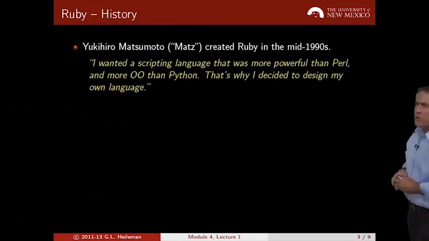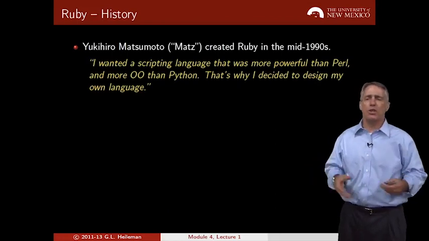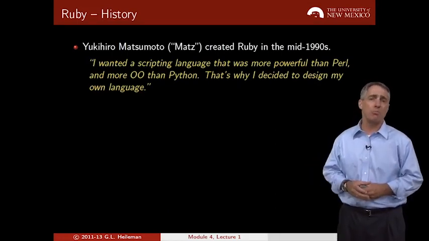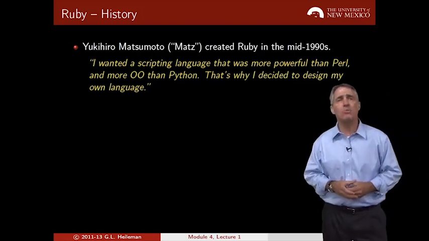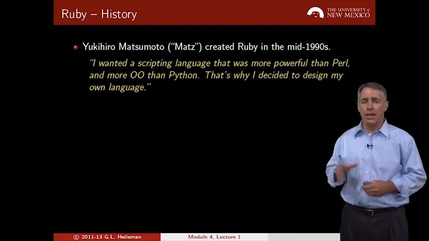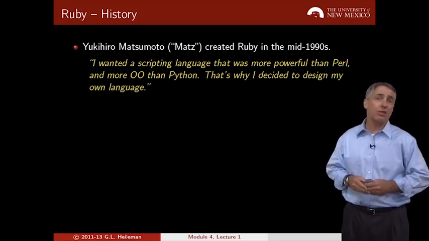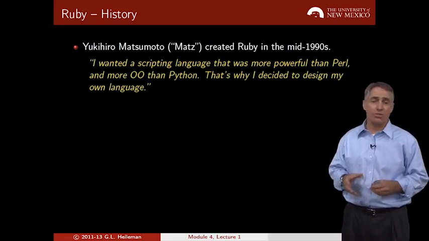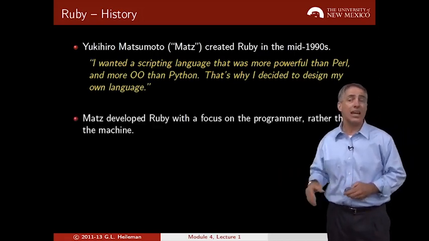So, a brief history on Ruby. Ruby was created by Yukihiro Matsumoto, and people just refer to him as Matz online. Created in the mid-1990s, and his reason for creating it, here's a quote: I wanted to create a scripting language that was more powerful than Perl, more object-oriented than Python, and that's why I decided to design my own language.